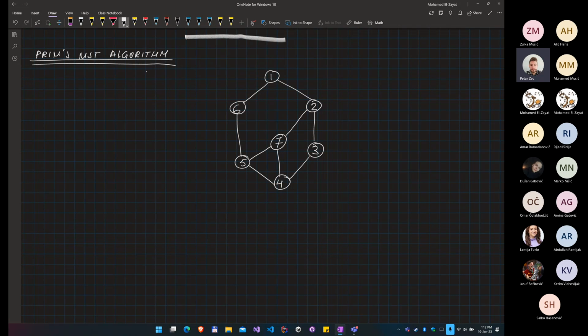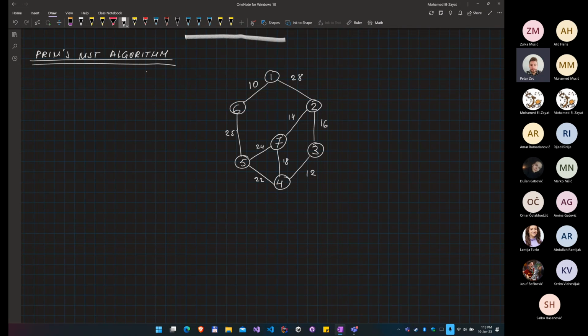Okay, and let's say we have here a weight of 10, 28, 16, 12, 14, 24, 18, 22. We'll say this one is going to be 25. Okay, so we have a graph with weighted edges, and we would need to find a minimum spanning tree.